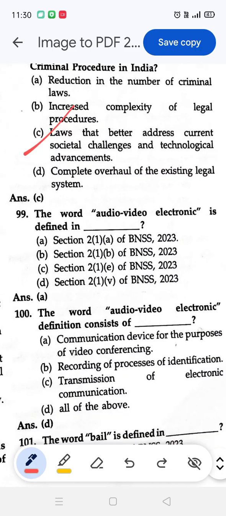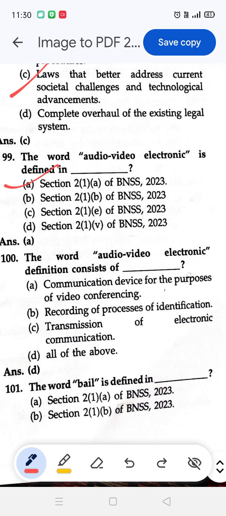Question number 99. The word audio, video, electronic is defined in section 21A of BNSS 2023. Question number 100. The word audio, video, electronic definition consists of communication devices for the purpose of video conferencing, recording of process of identification, transmission of electronic communication, all of the above. So option D is correct, all of the above.